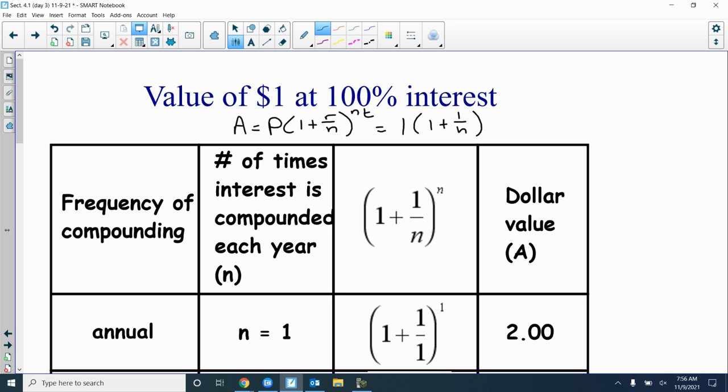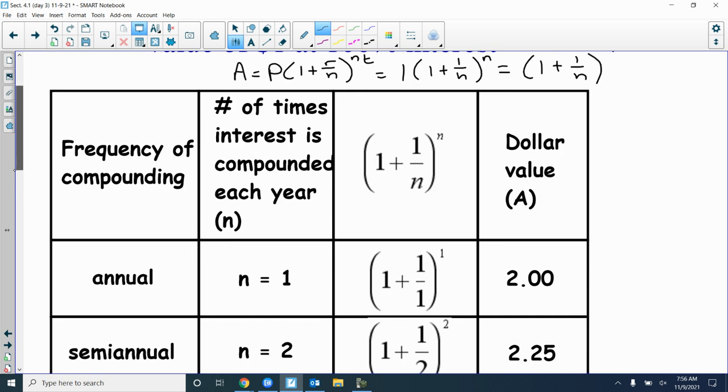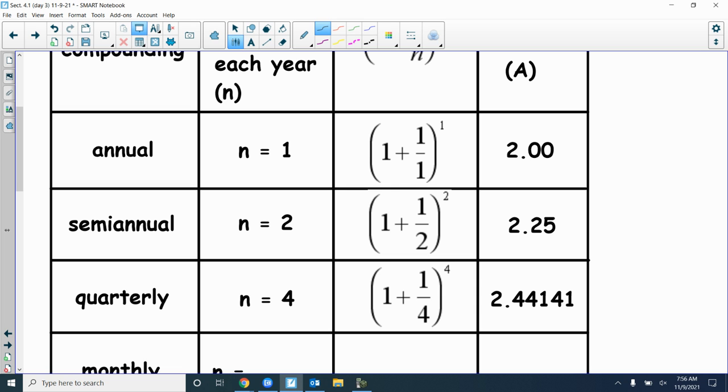And then if we're doing it for 1 year, so T is 1, so this just becomes 1 plus 1 over N to the N power. Okay, so that's the value of $1 at 100% interest. But we get 100% interest at the end of a year. Okay, if you compound it 1 time, you should end up with $2 because you're going to double it.